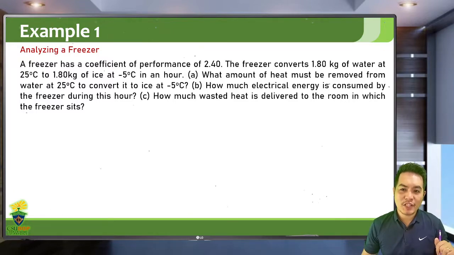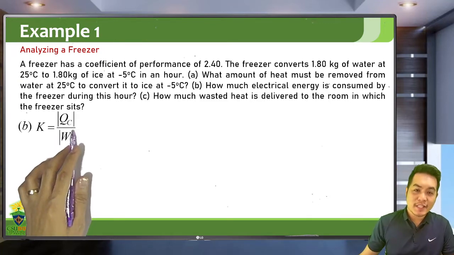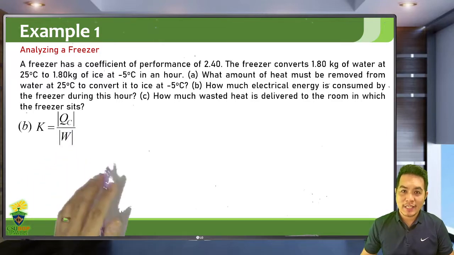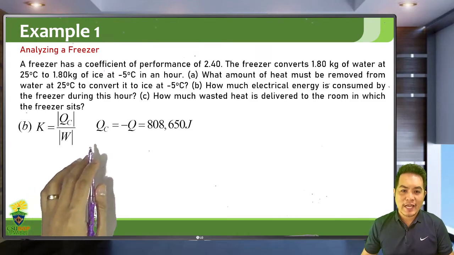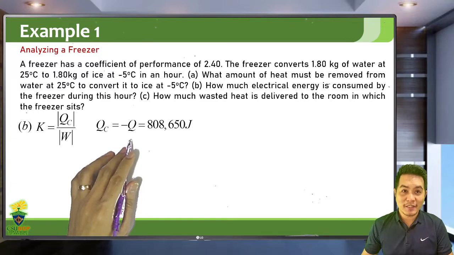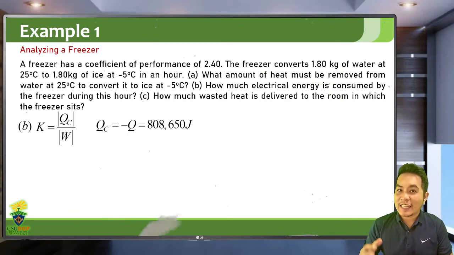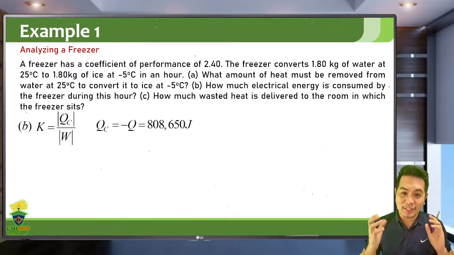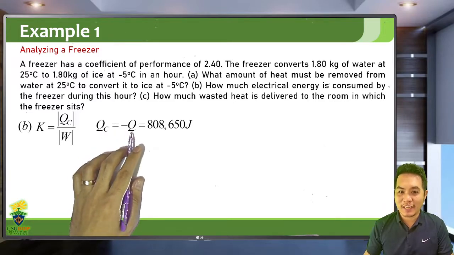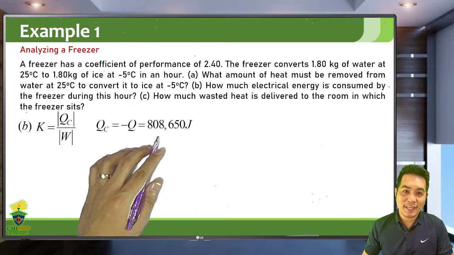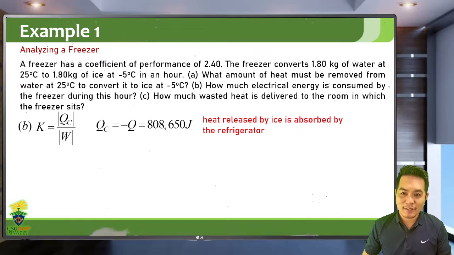Now, the second question is, how much electrical energy is consumed by the freezer during this hour? So how much energy does it consume by freezing this water into ice at negative 5 degrees Celsius? We know that the coefficient of performance is just the heat absorbed by the refrigerator over the work input, or the work done on the refrigerator. The heat absorbed by the refrigerator is basically the negative of the heat released by the water. Take note that the water releases heat, and this heat is absorbed by the refrigerator. So QC is equal to negative Q, the positive version of the heat released by the water. So we now know QC.